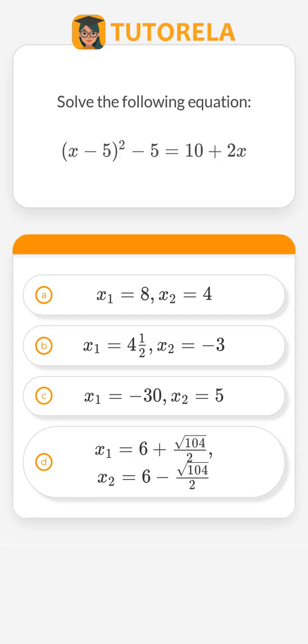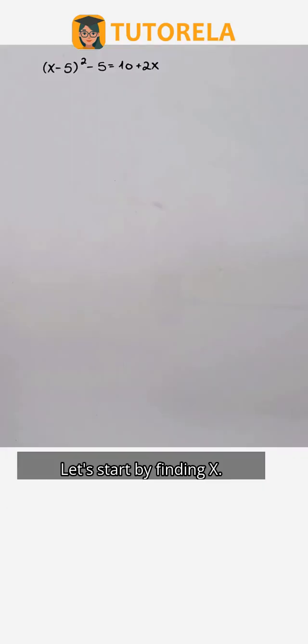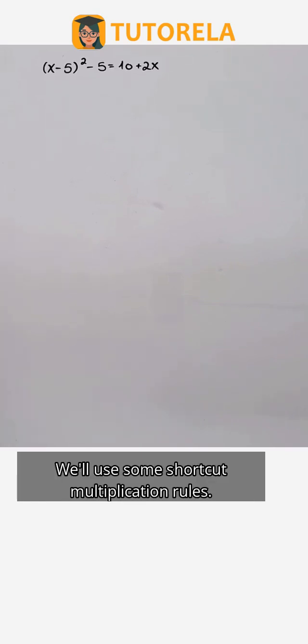Solve the following equation. The quantity (x − 5)² − 5 equals 10 + 2x. Let's start by finding x. We'll use some shortcut multiplication rules.